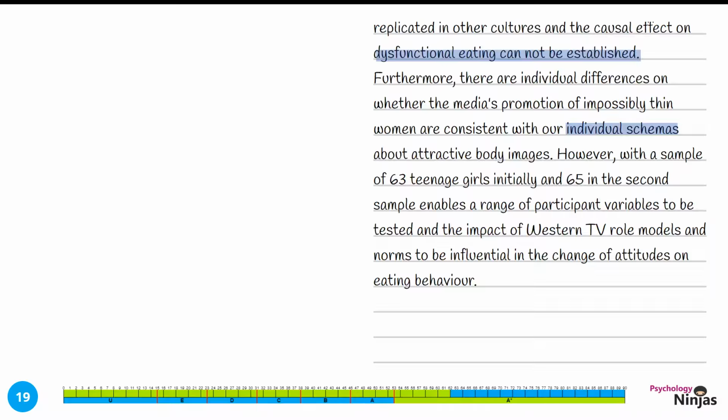We've tailored our counter-argument to specific details within the study about how many girls were in each condition, both before and after longer exposure to TV. We've said the impact of this in that a range of participant variables or different types of people are being tested. Given that we've developed an argument and counter-argument, our final thing is to form a judgment.